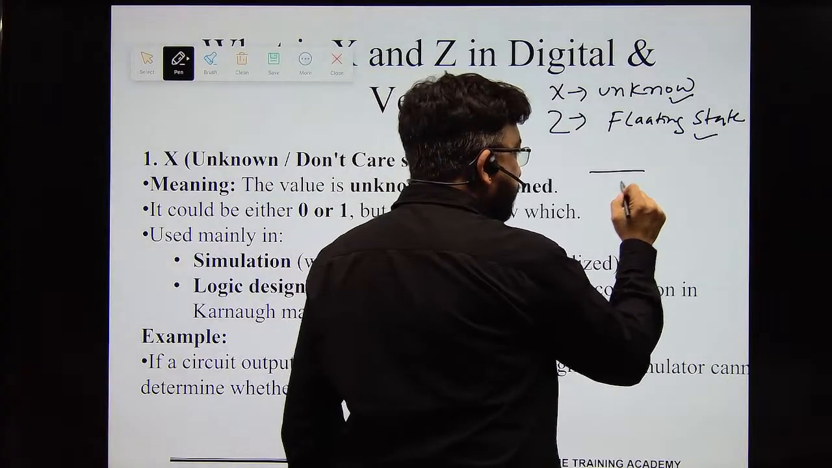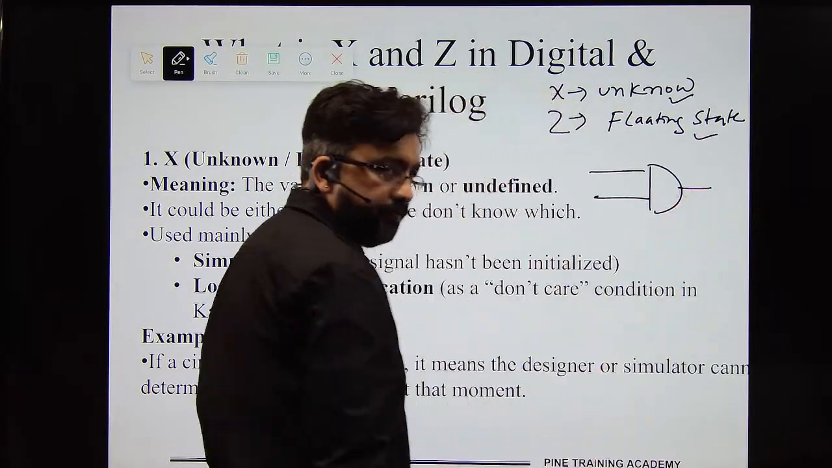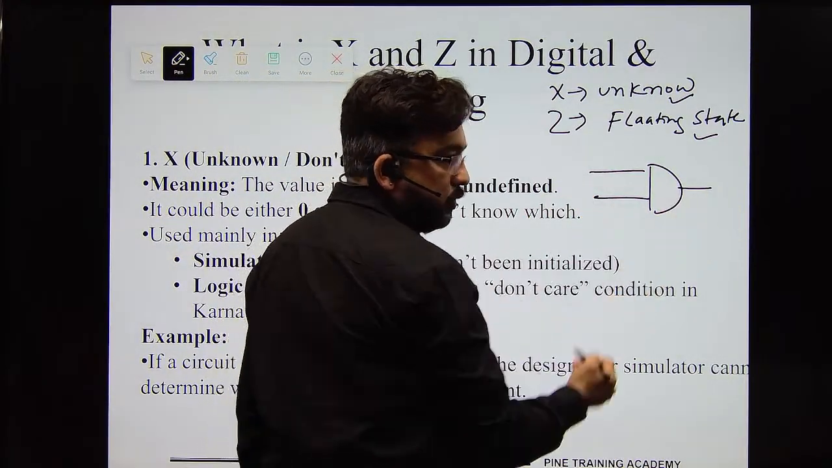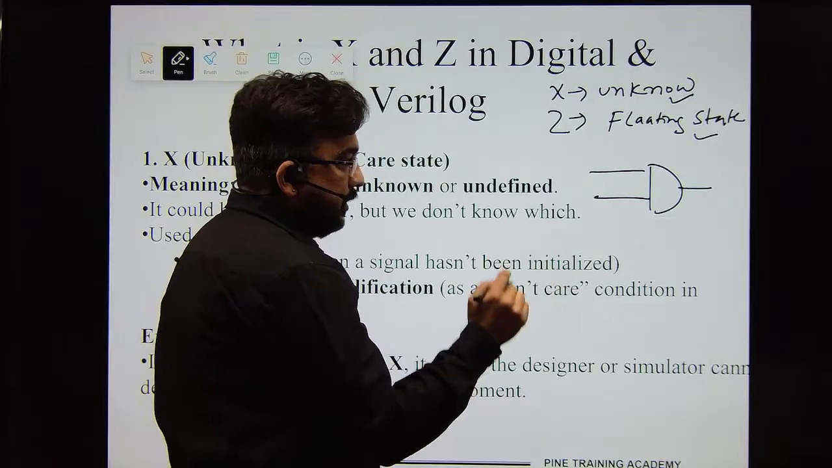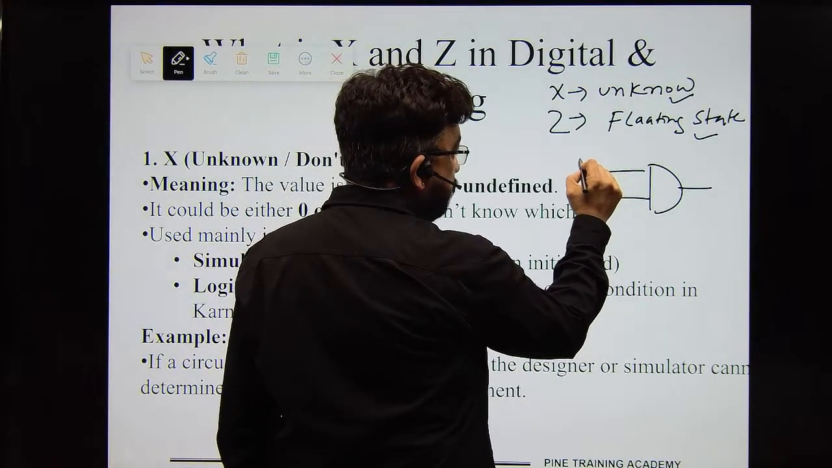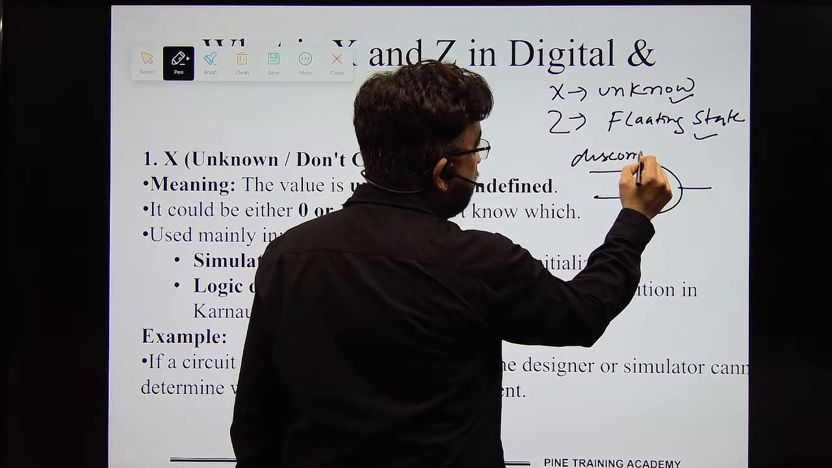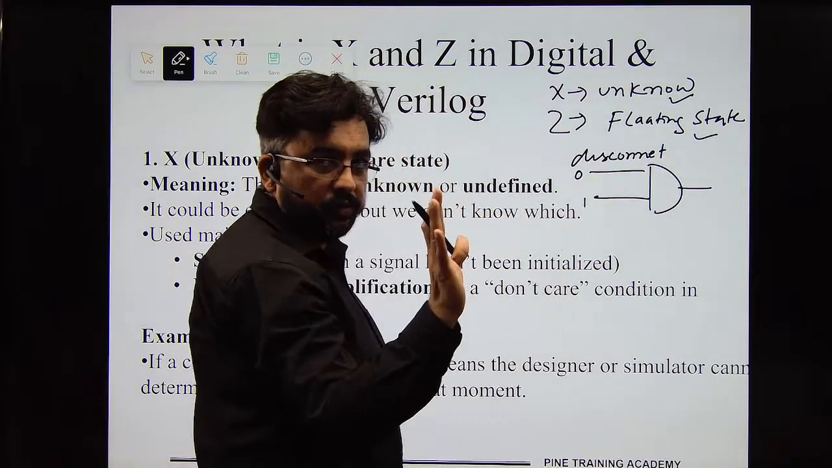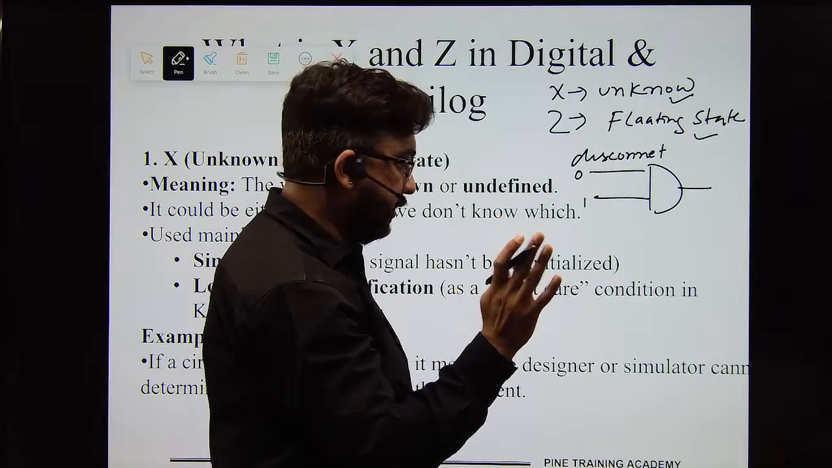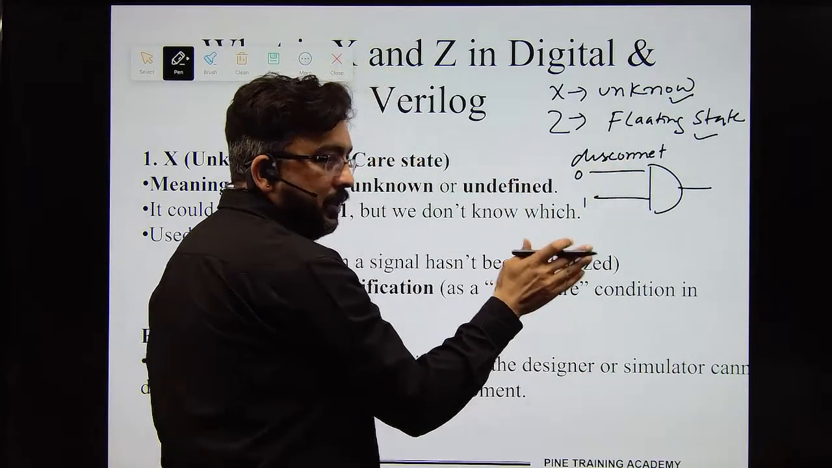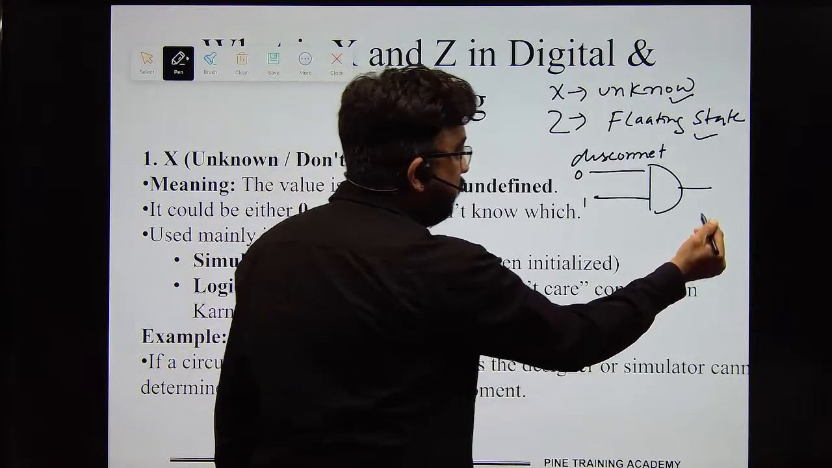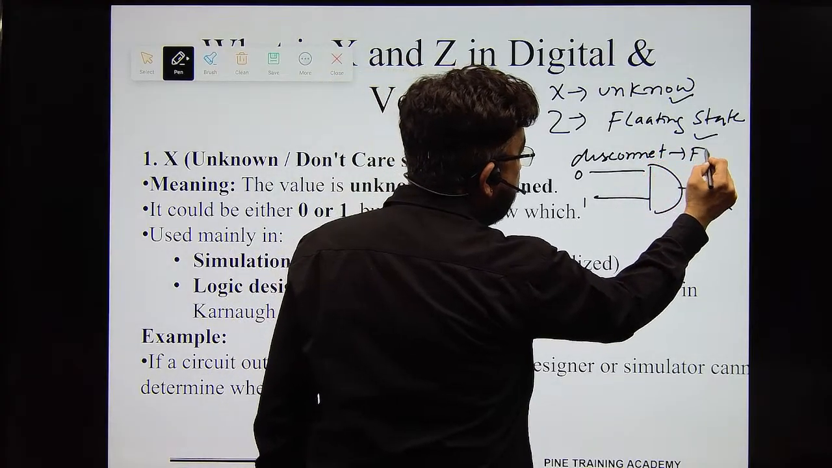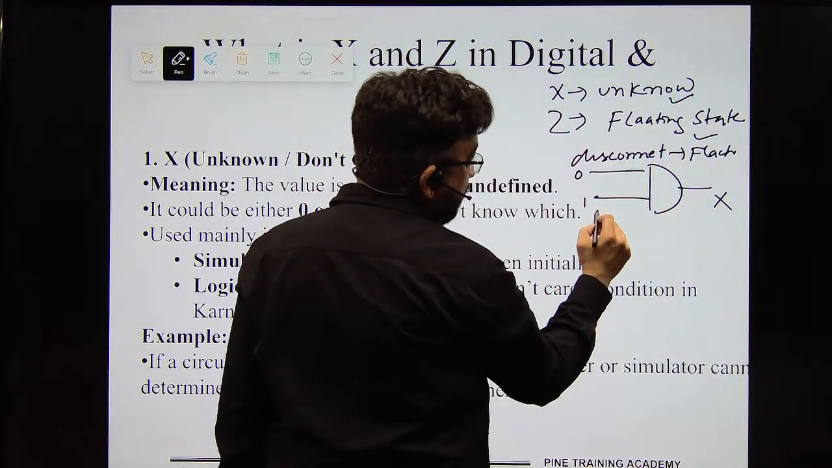Whenever we have any gate, let's take the example of a gate, with an input side and an output side. Suppose I forget to connect any source at the input side, that is a 0 or 1. 0 means low strength, 1 means high strength. If I forget to connect any source at the input side, I'm not aware what my output is. So a disconnected or floating input means this is Z.